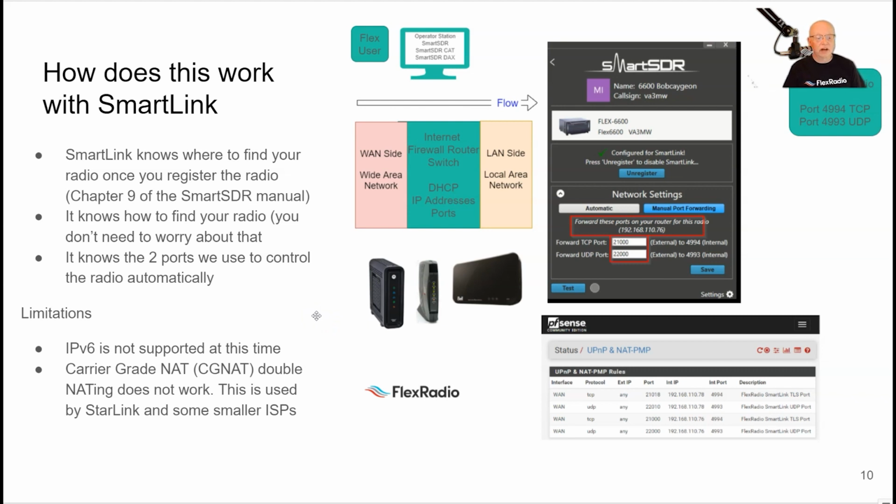And some smaller ISPs use something called carrier grade NAT, carrier grade network address translation. And if your ISP does that, SmartLink will not function. You'll have to work with us on that and see if we can even, we'll tell you what to ask your ISP. The odds are some of them say yes, most say no. It certainly doesn't work on Starlink as of today.